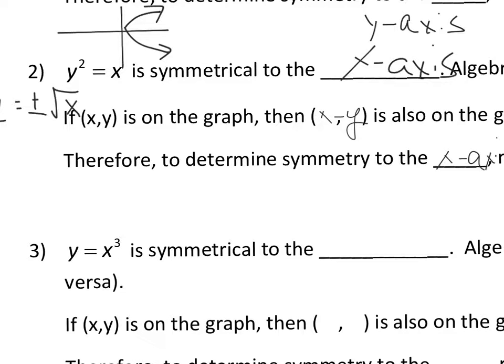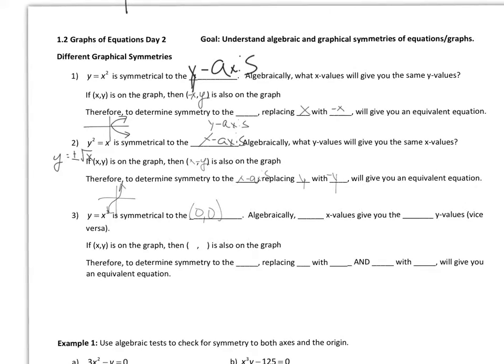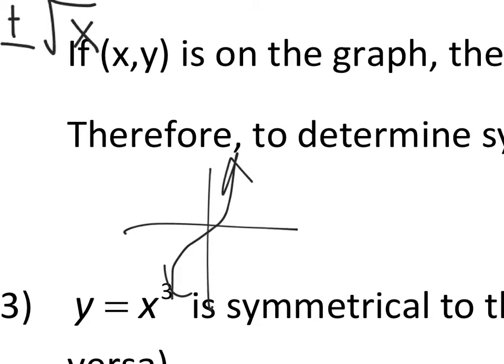Now, we check symmetry for x cubed. The x cubed function looks like that, and if I start at some point up here, I go that far to the origin, and then go the same in the opposite direction. That means it's symmetrical to the origin. So I go ahead and write (0, 0) here, and let's see what that looks like algebraically. If I have this point right here, 2 cubed gives us 8, and then negative 2 gives negative 8. So we see that opposite x values give us opposite y values.